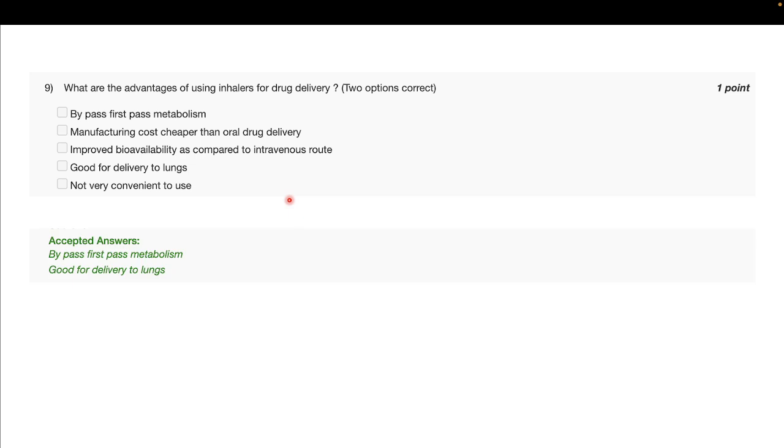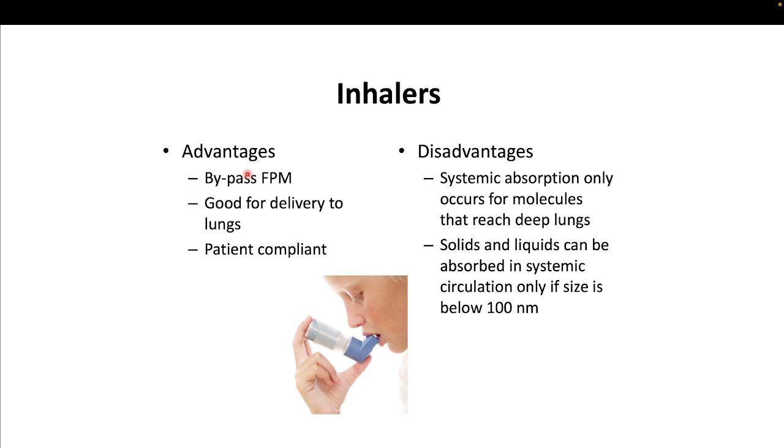The advantages for using inhalers are it bypasses first pass metabolism because it's through your nasal route now, nothing is entering in your stomach lining, so it bypasses the first pass metabolism effect. And then it's good for delivery to lungs because most of whatever you're delivering will go to the lungs, so it increases bioavailability at the lungs. So that's why inhalation route is used to deliver things specifically to the lungs. So these are two advantages. Everything else will be a disadvantage of using inhalers. So that's what you can read in this slide as well.